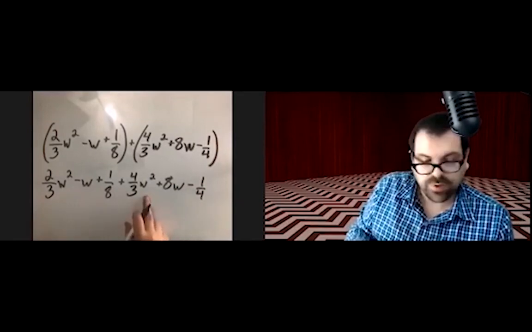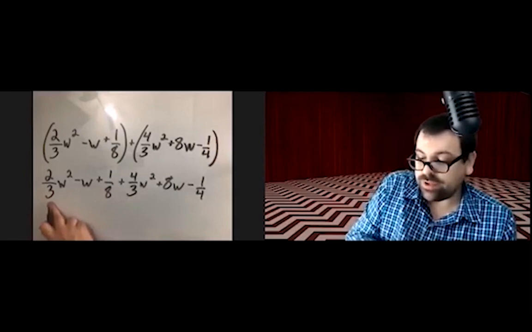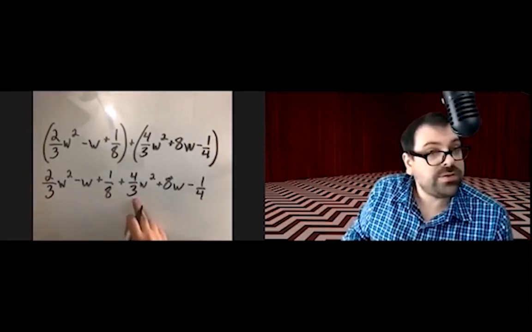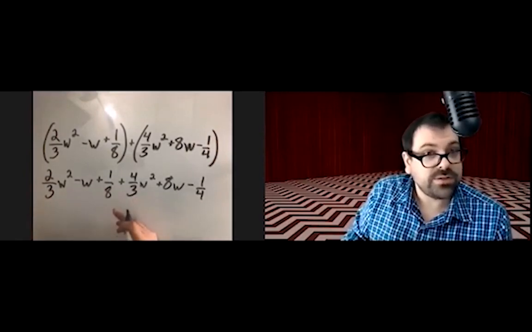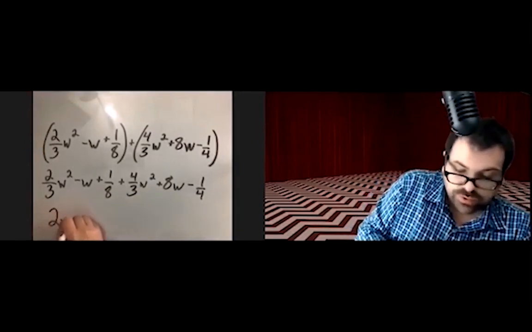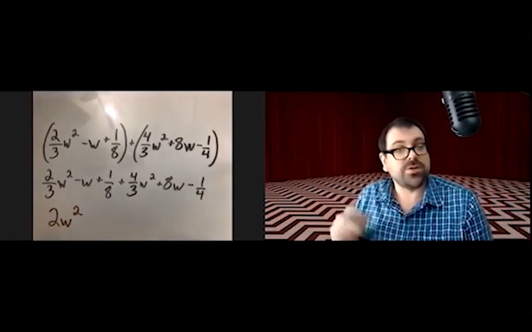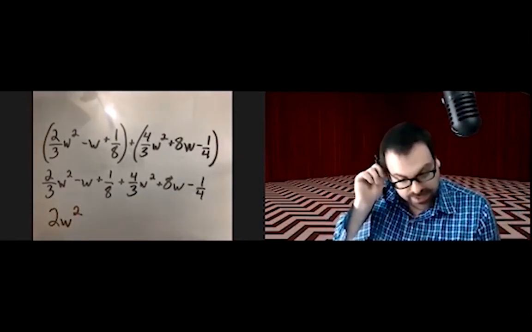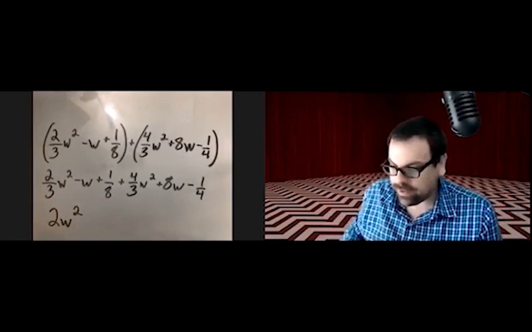So let's add our w squareds. 2/3 plus 4/3 is 6/3. 6/3 is just 2. 6/3 is 6 divided by 3. That's 2w squared.